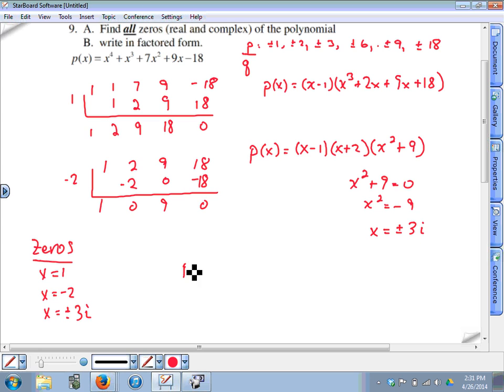polynomial. Now, part B wants p of x in fully factored form. That means it has 4 factors, so it's x minus 1, x plus 2, x minus 3i, and x plus 3i.